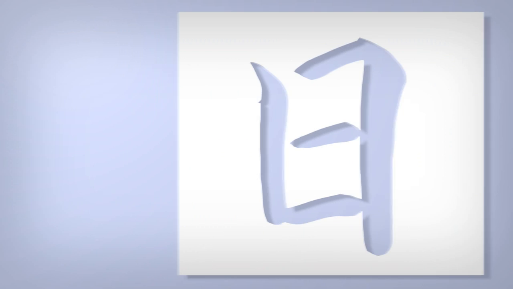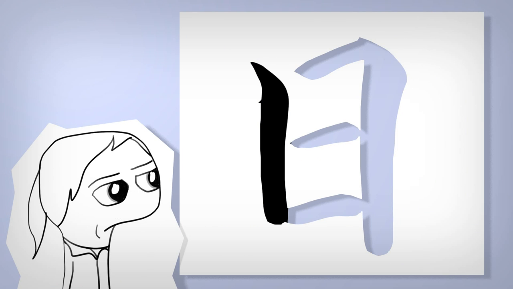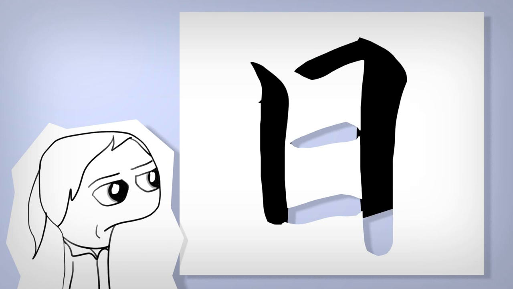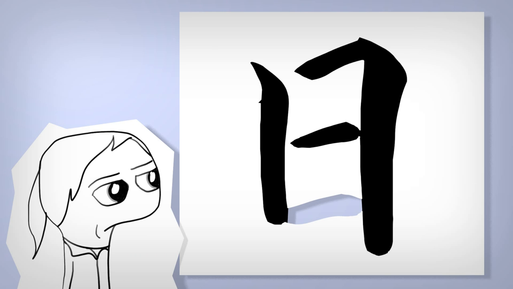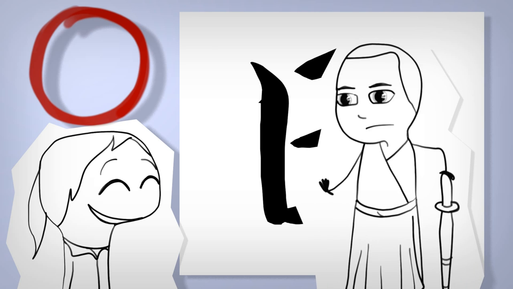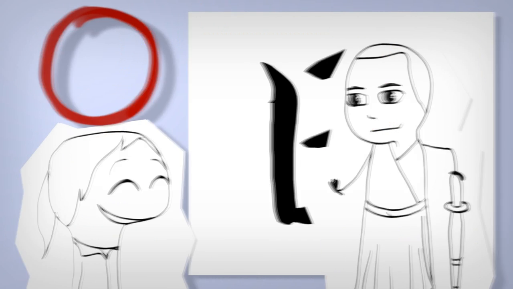So, stroke one? No, wrong. Stroke one. Okay. Stroke two. No. This is stroke two. Okay. Stroke three. Good. You're getting it. And stroke four. As my sensei used to say, almost okay. Congratulations. You just wrote the character for day. You're an honorary calligrapher. On to the next one.